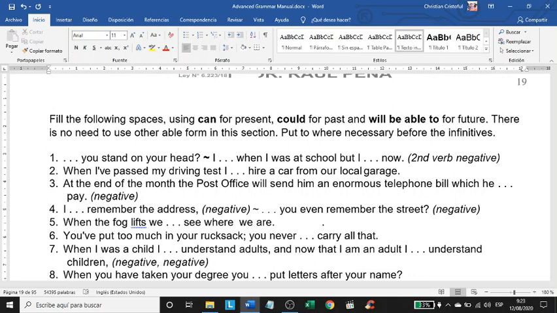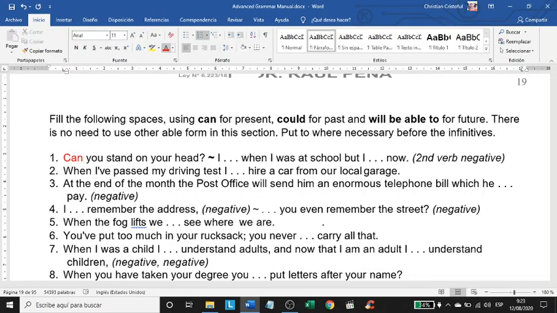Okay, so the first one, you stand on your head. So, can then. Can you stand on your head? Ability. And then it says, when I was at school. Is this person still going to school? No. So, it's past tense. So, I need to write could. Can you stand on your head? I could when I was at school.